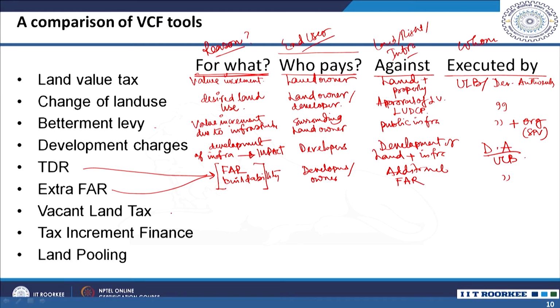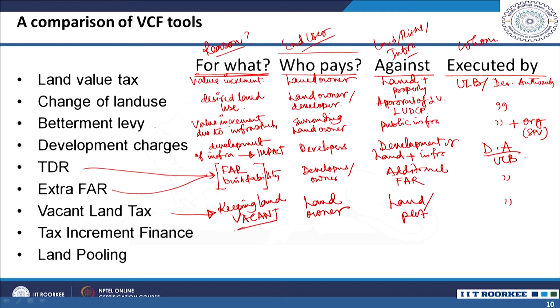The vacant land tax is basically paid for keeping land vacant. It is just the opposite of development. In the development charges we are charging for developing the land or infrastructure. Here we are charging for keeping the land vacant, and it is also paid by the landowner against the land or plot and executed by the development authority.